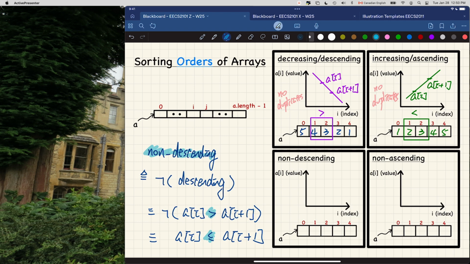We'll spend just about a few minutes on Thursday to finish this and do one exercise, and we'll continue with insertion sort and selection sort. Thank you.